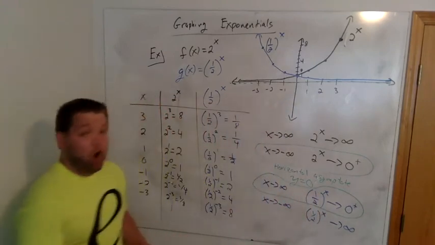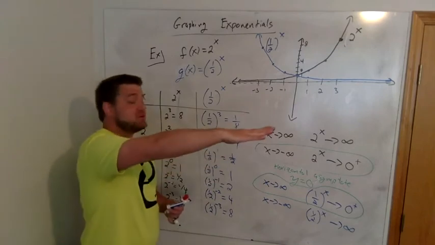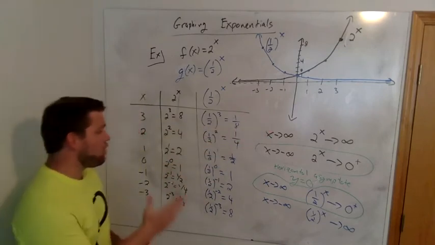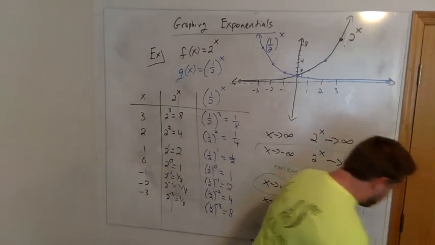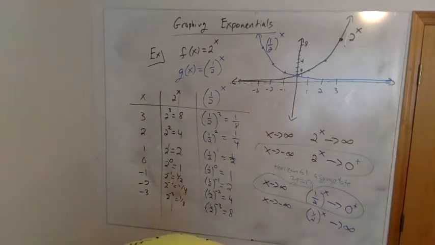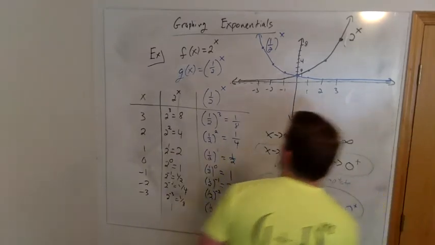It turns out that all exponential functions of the form b to the x will always have a horizontal asymptote at y equals 0. This is a property of an exponential function. So let's write down some key things here that we've noticed. Okay, I'm going to erase this right here.